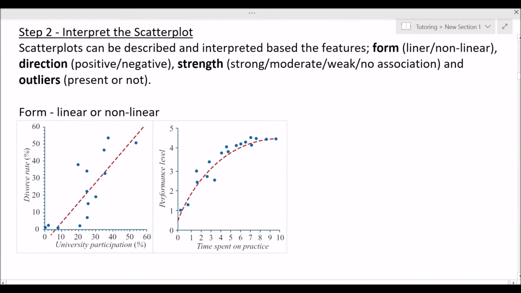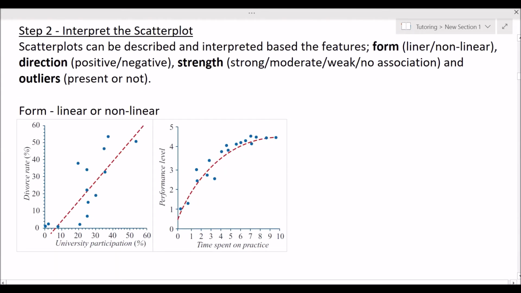Step 2 is to interpret the scatter plot. Now we can describe scatter plots and interpret them based on the following features: its form, direction, strength, and outliers. Form means linear or non-linear, direction means positive or negative, strength can be strong, moderate, weak, or no association, and outliers can be present or not. So let's look at some examples.